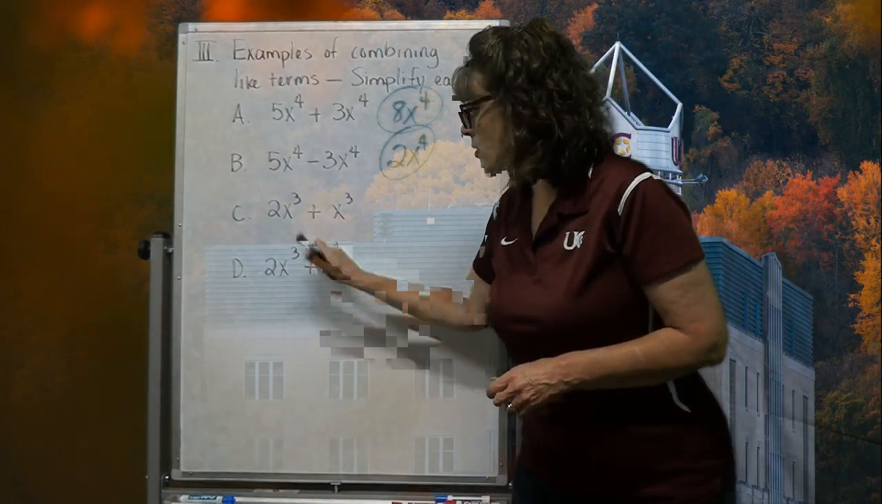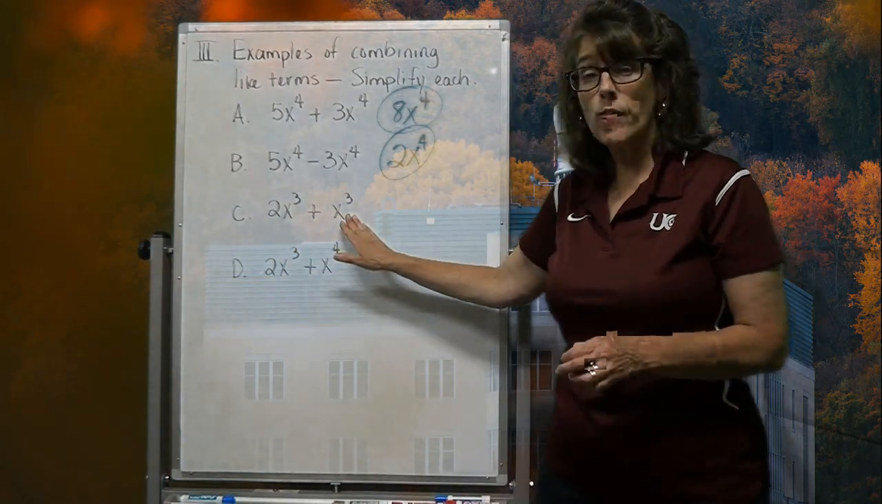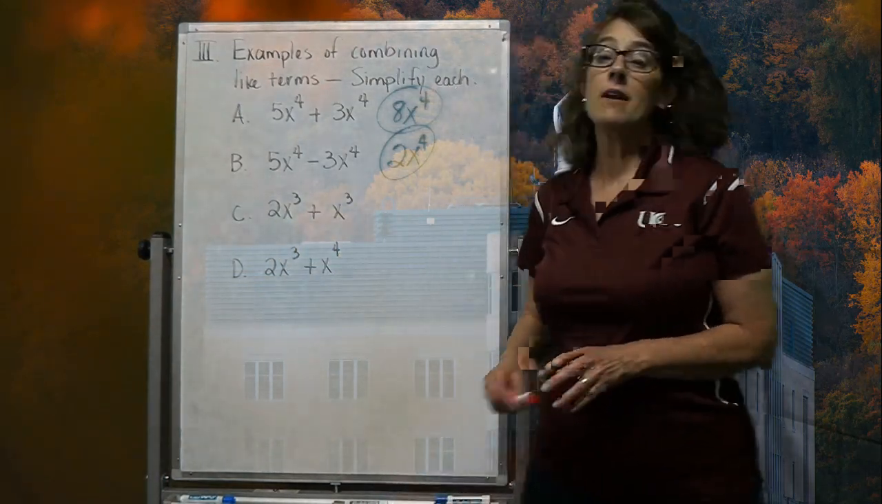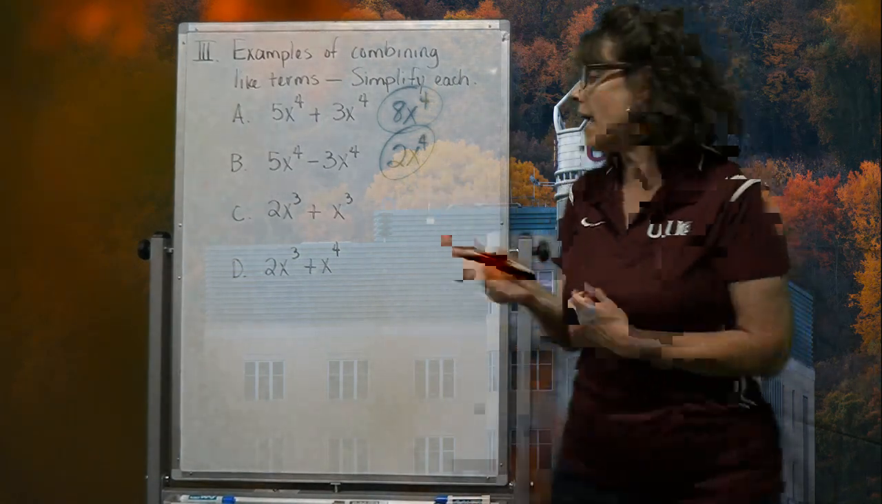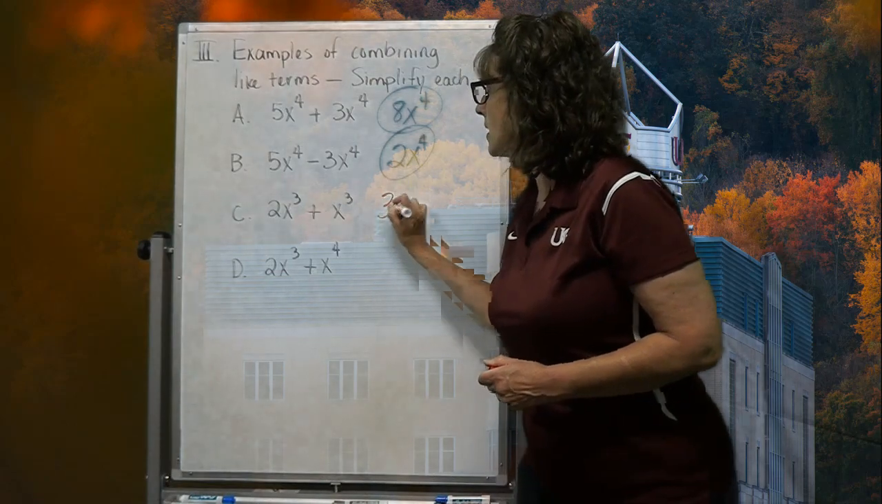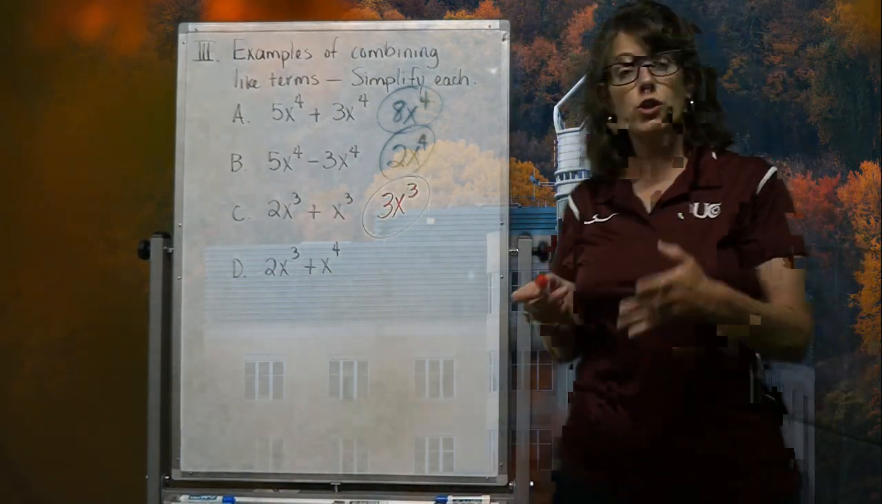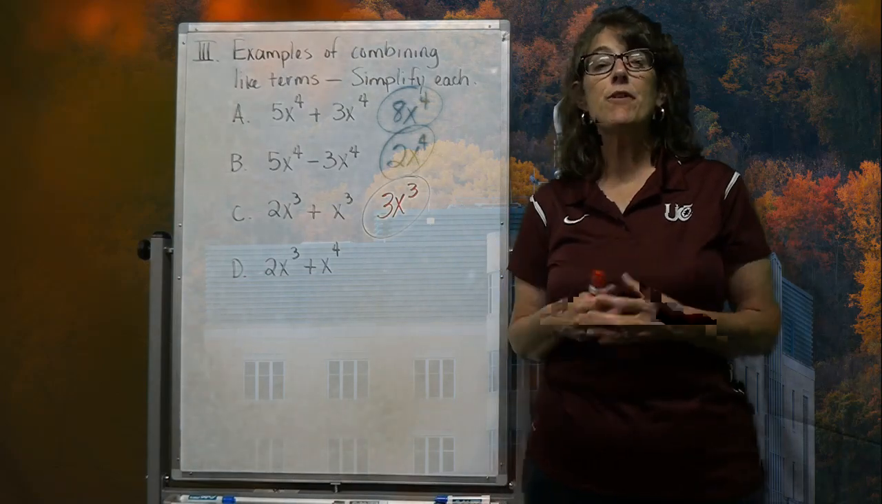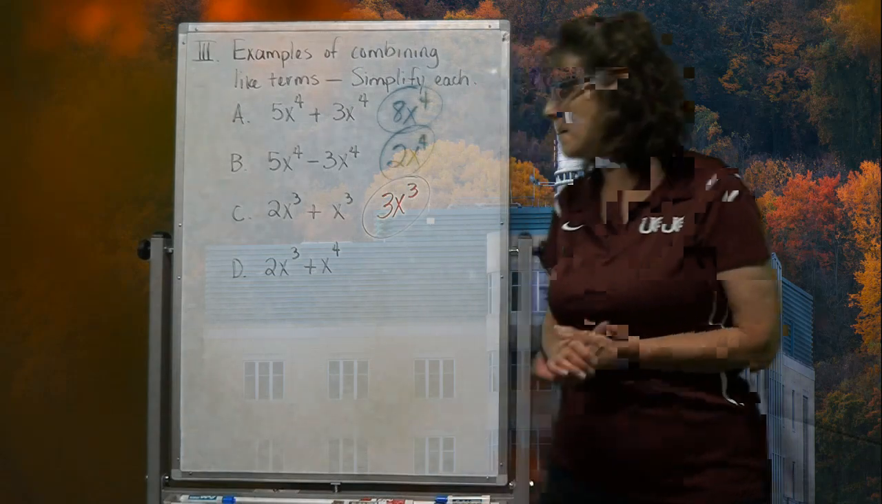So now let's take a look at this one. 2 of these x to the thirds and 1 more of these x to the thirds. How many of those x to the thirds do I have? Well, if I have 2 of them and I throw 1 more into the pile, that gives me 3 of these x to the thirds. So once again, I'm going to work those coefficients and I'm going to keep the variables the way they are because I like that they're like terms. I'm not going to mess that up.